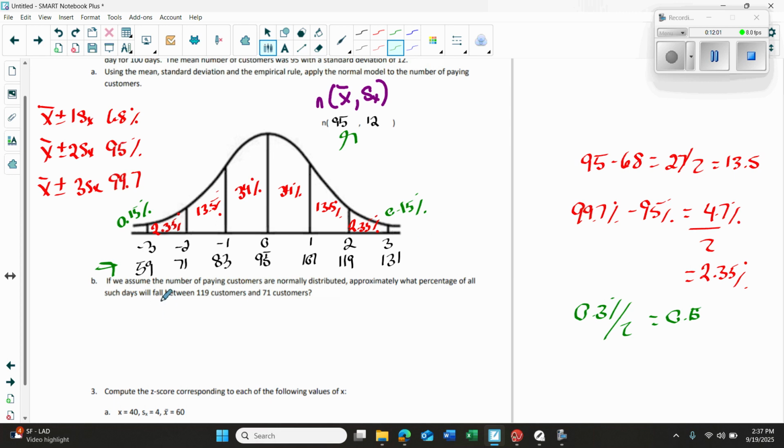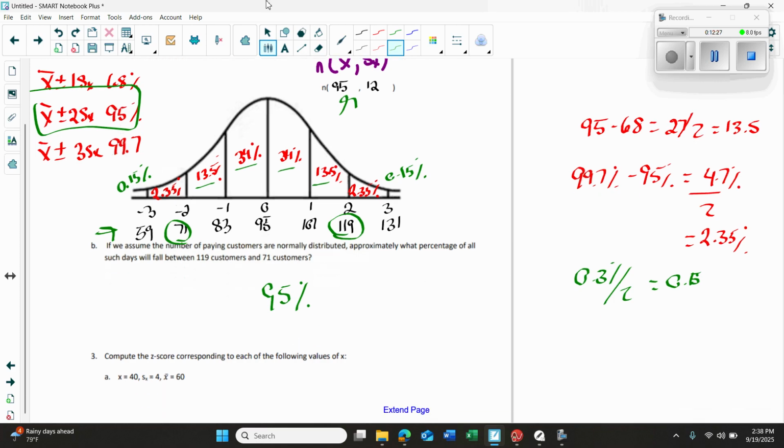But now what I can do is, if we assume the number of paying customers are normally distributed, approximately what percentage of all such days will fall between 119 and 71? Well, 71 is right here. 119, that's between 2 standard deviations, so I'm going to add all 13.5 to 34, 34, 13.5. Or you can just go, hey, that's between -2 and 2. That is this guy, 95% of the data. Okay? You can see above here.